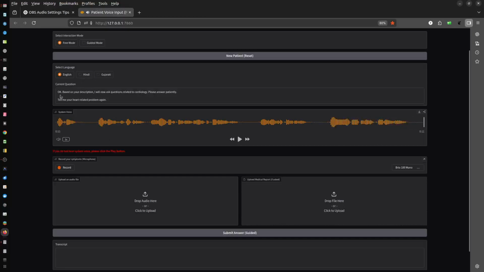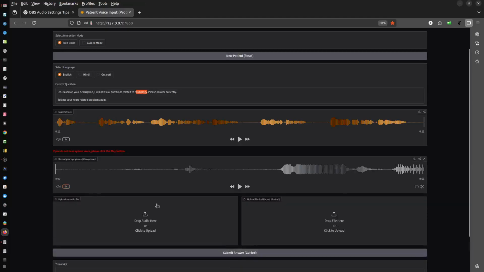Now, so far, all the questions were regarding the past medical history, demographic questions, etc. But now, since the complaint was originally chest pain, the domain inferred was cardiology, and therefore the app says that it's now asking questions related to cardiology. It again starts from the chief complaint and asks to describe the main complaint again.